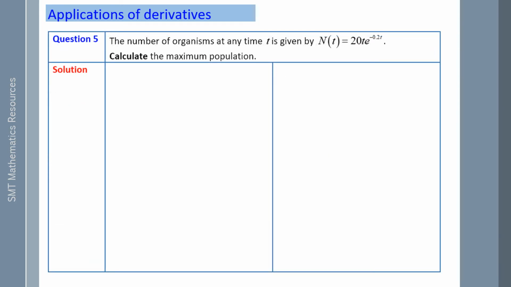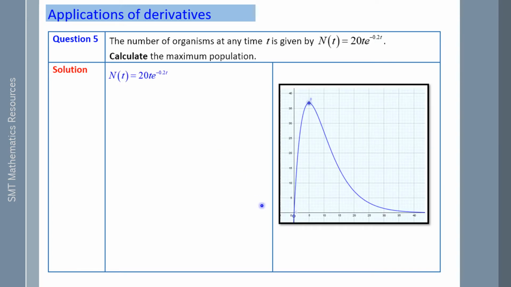Question 5. The number of organisms at any time t is given by N(t) equals 20t e to the negative 0.2t. Calculate the maximum population. I've first of all graphed it, which you don't necessarily have to do, but if it's a tech active question, we could solve by graphing.